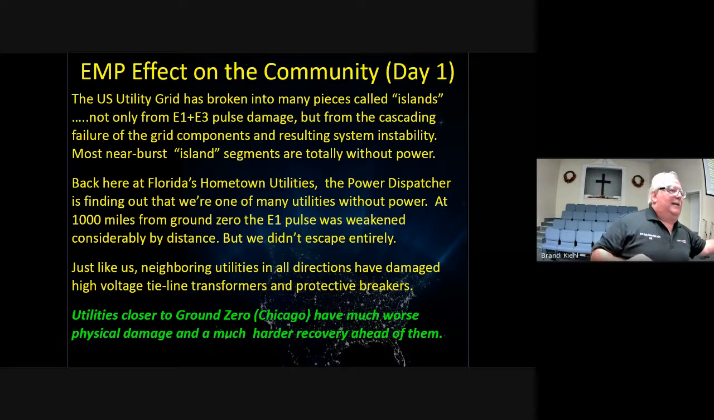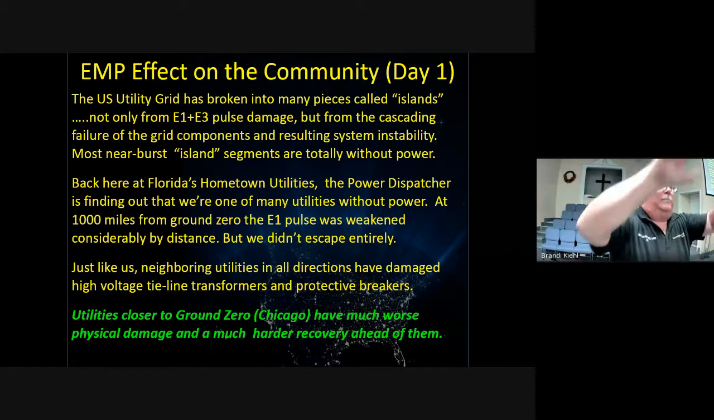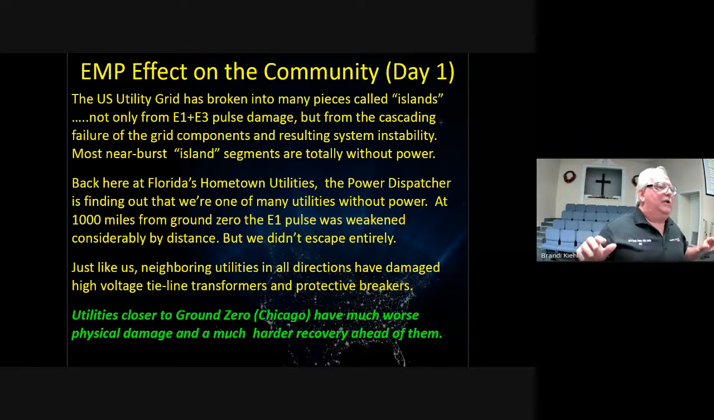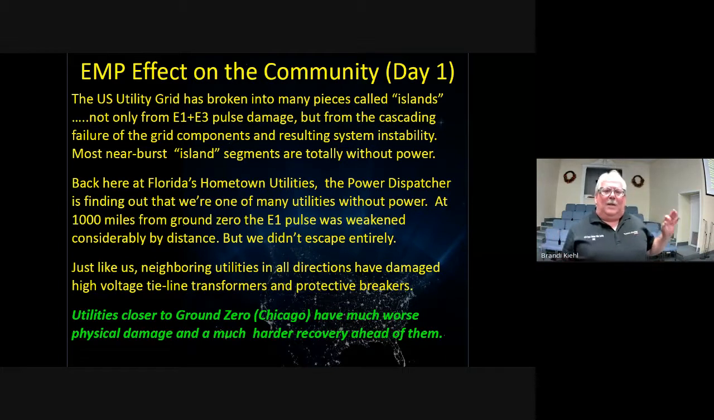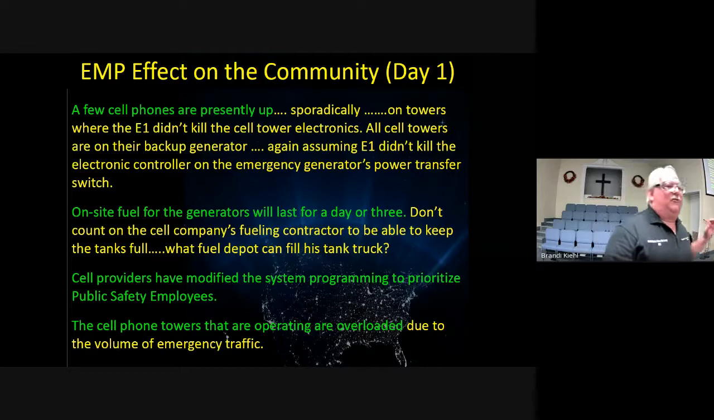When somebody has a little problem over here, they ship a little power from over there. They're all interconnected by all those relay stations or substations, each of those little squares on that map or grid. Back here in Jacksonville at Hometown Utility, the dispatcher is finding out that we're one of the many utilities without any power. Basically, all of our generating units will have tripped offline.